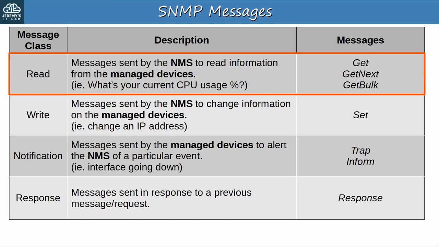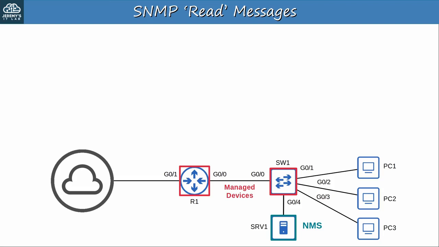I already showed a few examples before, like when server 1 asks switch 1 what its hostname is. There are 3 messages in this class: get, get next, and get bulk. I think this is more depth than necessary for the CCNA, so I'll just give a very quick outline of those messages. First up is the get message.